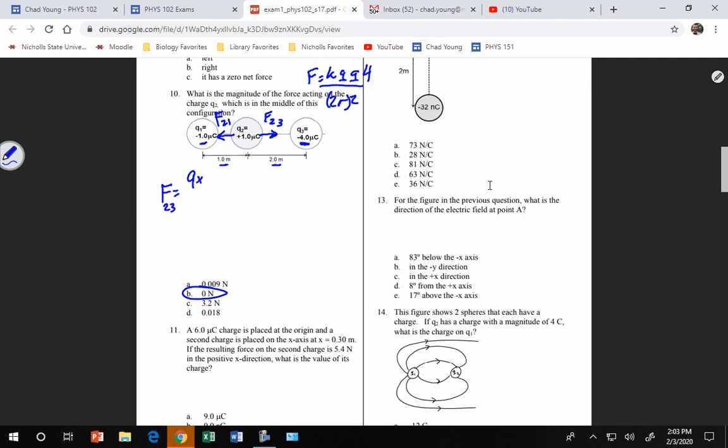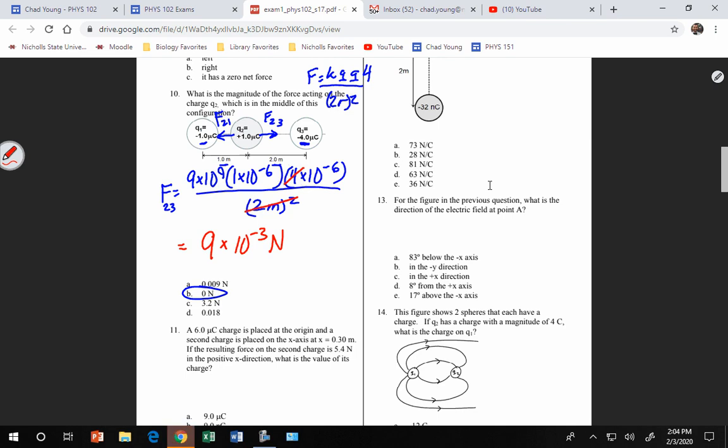F23 is 9 times 10 to the 9th times Q2, which is 1 times 10 to the minus 6, times Q3, which is 4 times 10 to the minus 6, divided by the distance, which is 2 meters squared. And notice some things cancel out. This 4 cancels out with this 4. And I'm left with 9 times 10 to the minus 12, 10 to the 9, 10 to the minus 3 newtons. And so that's F23.